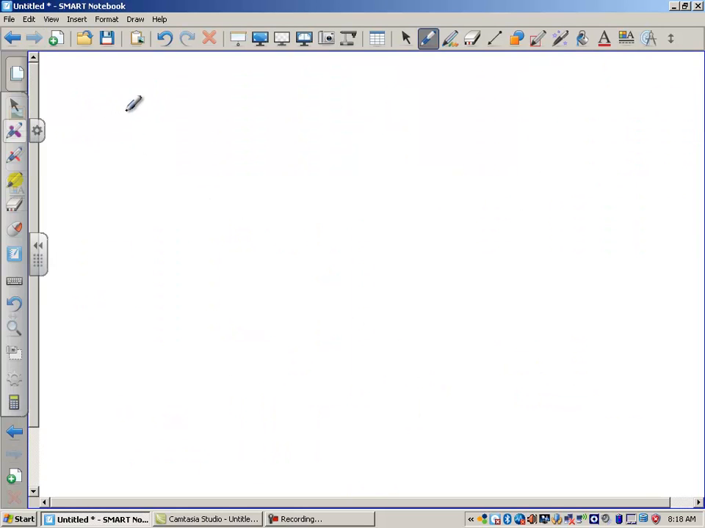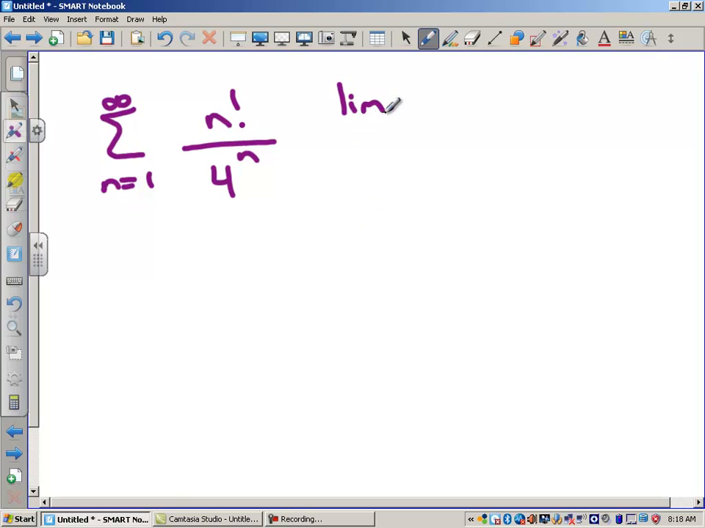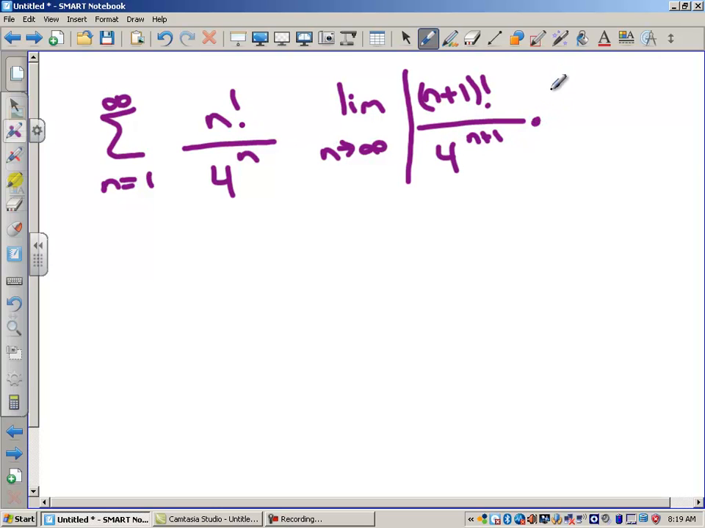What about the series from 1 to infinity of n factorial over 4 to the n? So I'm going to put a factorial over an exponential. I've got a factorial in it, so I'm going to use the ratio test. I'm going to compute the limit as n approaches infinity of the next term divided by the previous term. The next term is (n+1)! divided by 4 to the n+1. All you do is replace your n's with n+1. And then you're going to divide by the previous term, which is the same thing as multiplying by the reciprocal.